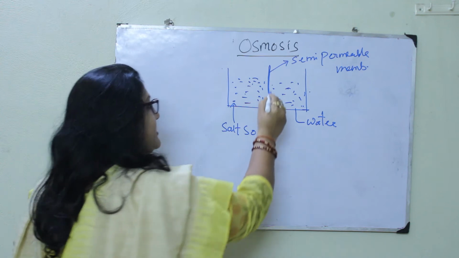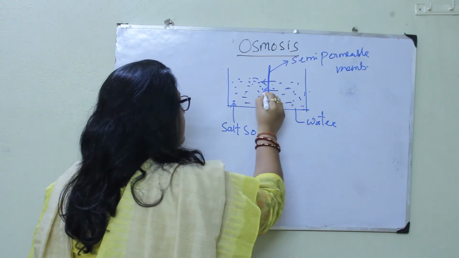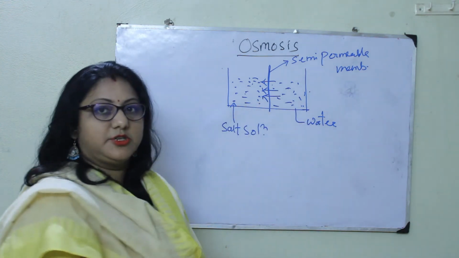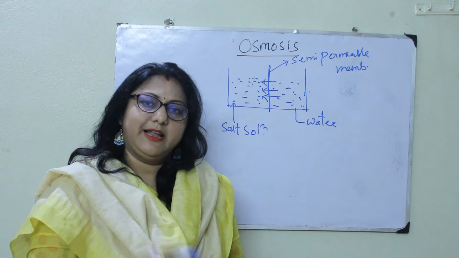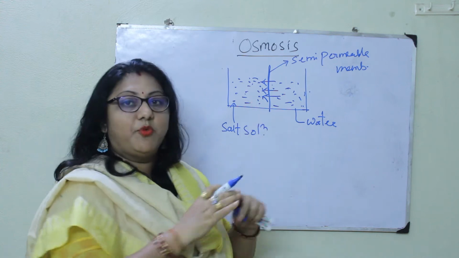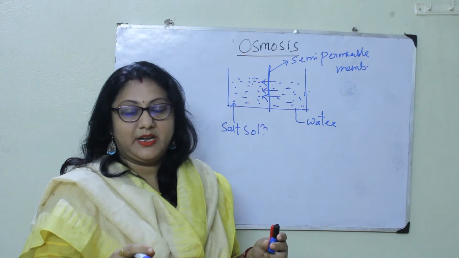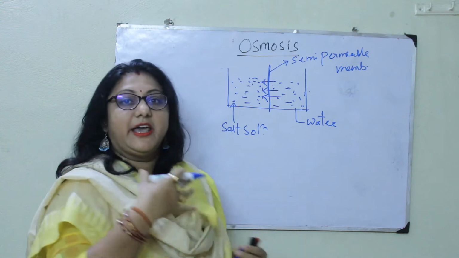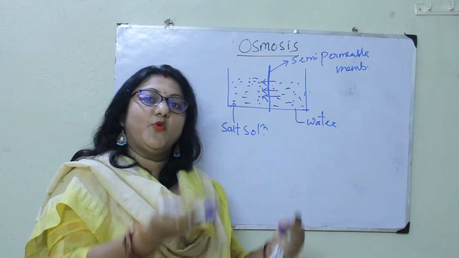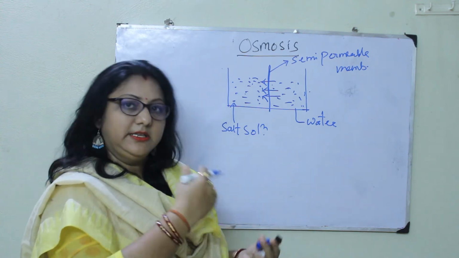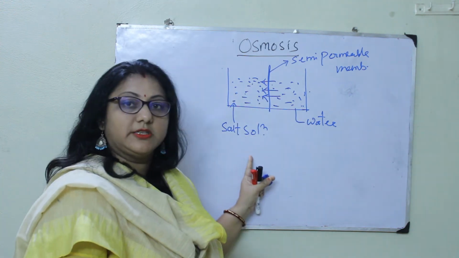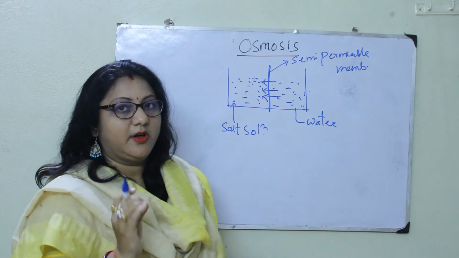So what is going to happen? Slowly the water molecule will start moving from the plain water side to the salt solution side. Up to what level will they reach? They will diffuse till the concentration of both the sides is the same. Clear? So till it becomes highly diluted, till that point the water will keep moving into the other side of the solution. Clear? So from its higher concentration area to its low concentration area. This is the process of osmosis.